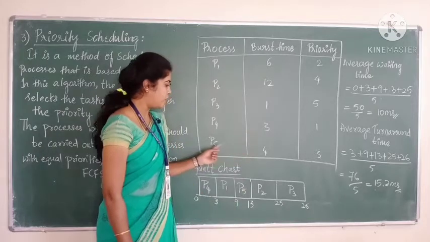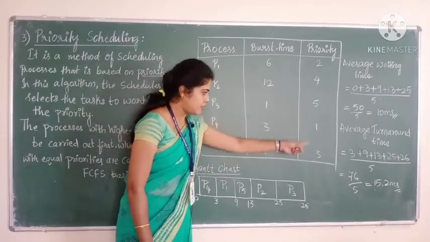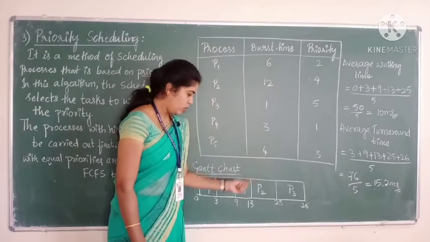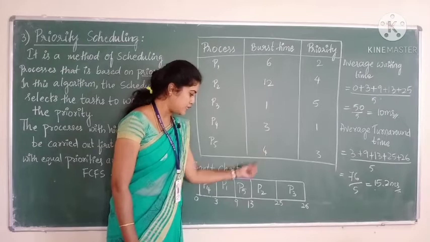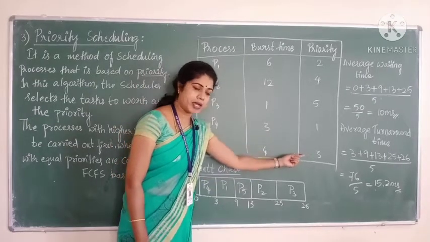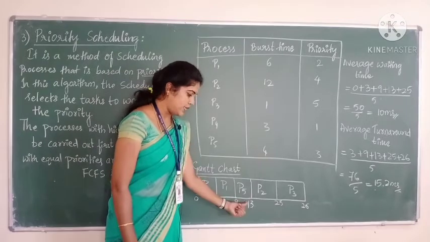After that, the third priority process is P5, with priority 3 and burst time 4. So 9 plus 4 is 13. P5 has 4 milliseconds and the third priority. So after P1, P5 will come, 9 plus 4, it is 13.